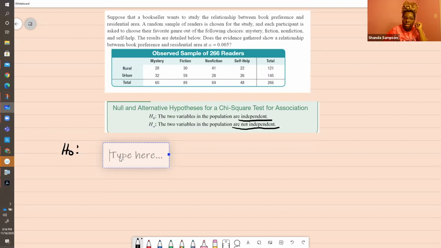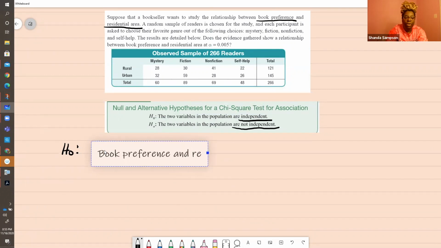So the first thing we're going to do is write our null. The null is going to be pretty simple, pretty straightforward. The two variables right here are going to be book preference and residential area. So that's what you're going to write for your null hypothesis, that book preference and residential area are independent.